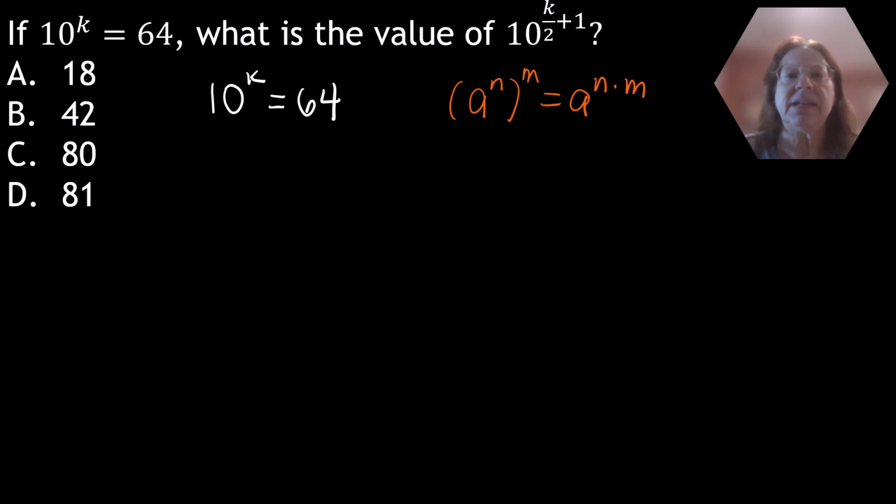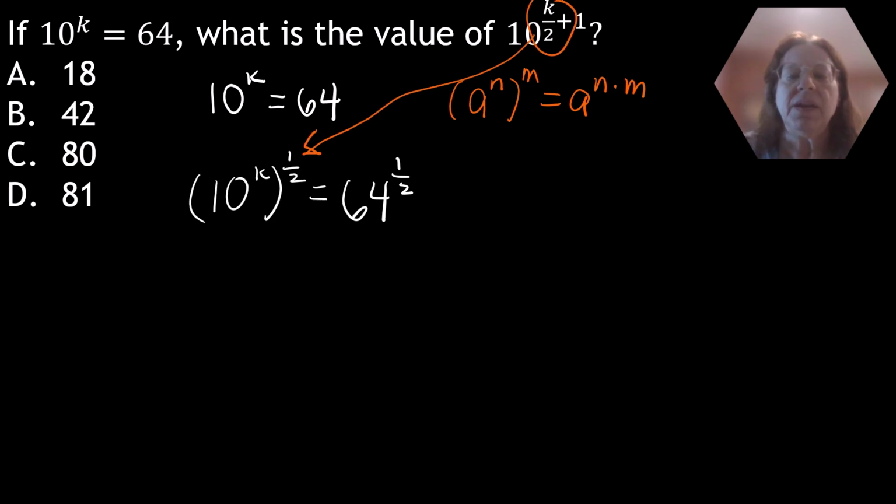Okay, so we have 10 to the k equals 64, and I'm going to write down some rules on the right-hand side in a different color. So in the orange, we've got one rule: a to the n raised to the power of m is equal to a to the n times m. So I'm going to raise both sides to the power of 1/2 because I want to get that k over 2, and then we'll worry about the plus 1 in a minute.